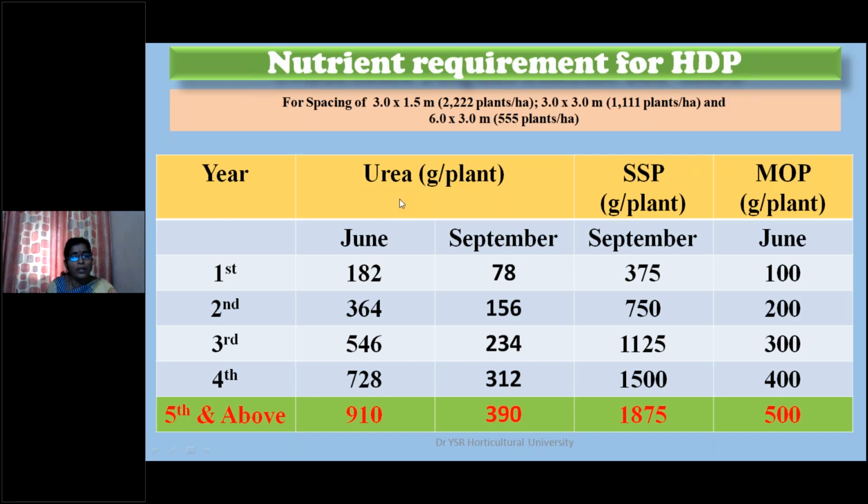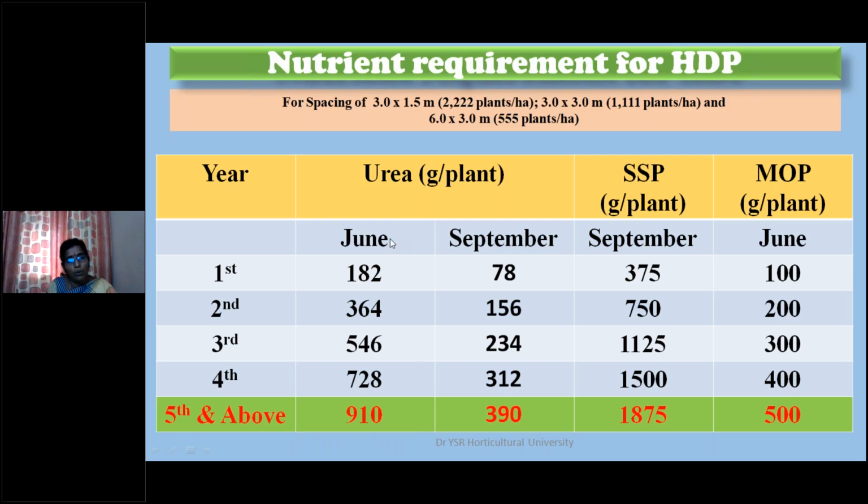Urea has to be applied in 2 splits, that is in June and September, whereas single superphosphate, which is a source of phosphorus, and muriate of potash have to be applied in a single dose, superphosphate in September and muriate of potash in June. The fertilizers will be increasing as the age increases, and from the 5th year onwards you can apply constant fertilizers.